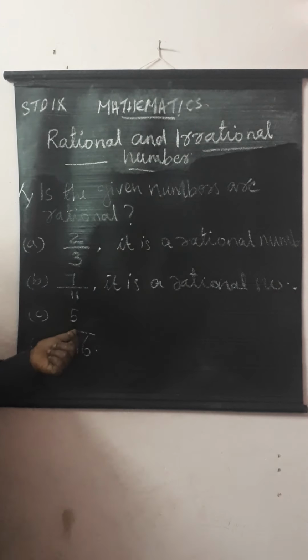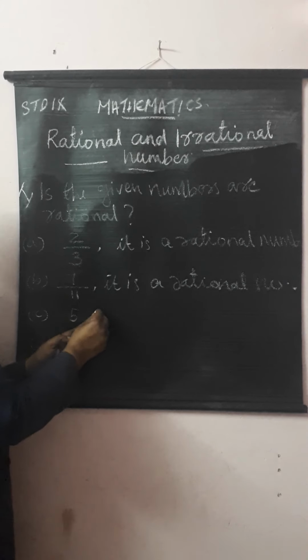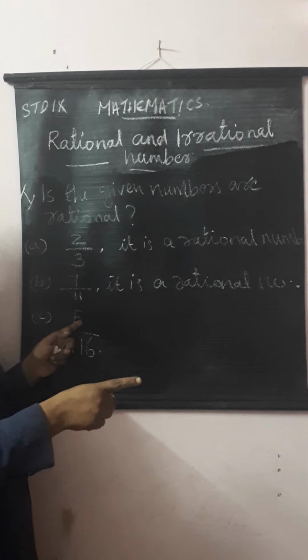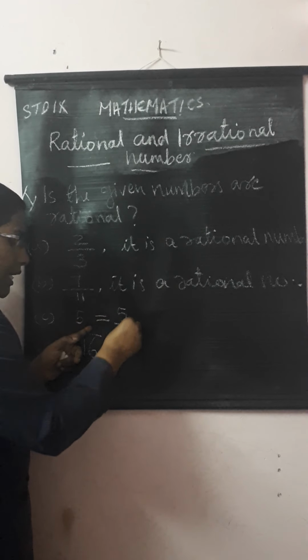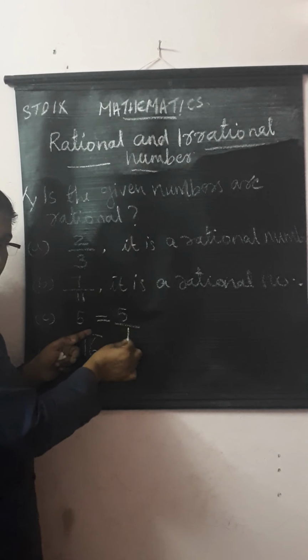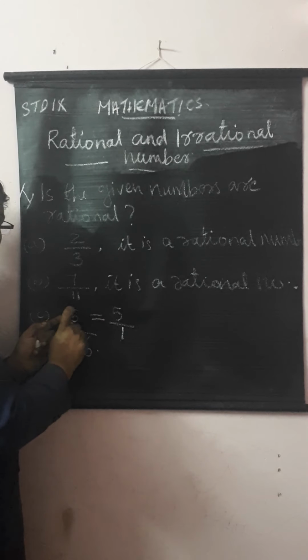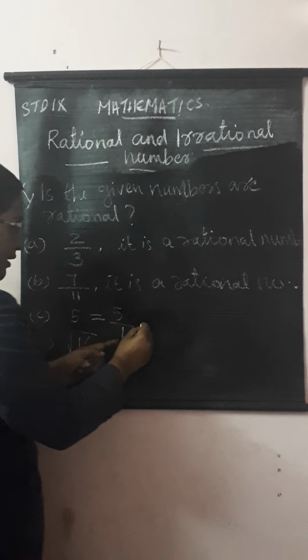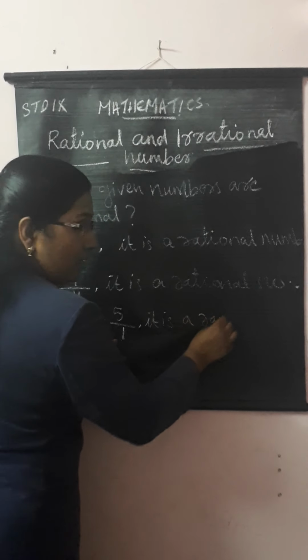Then 5. What about 5? 5 is also a rational number because 5 can be written as 5 by 1. It has a numerator and a denominator, and the denominator is not equal to 0. So 5 is also a rational number. Understood?